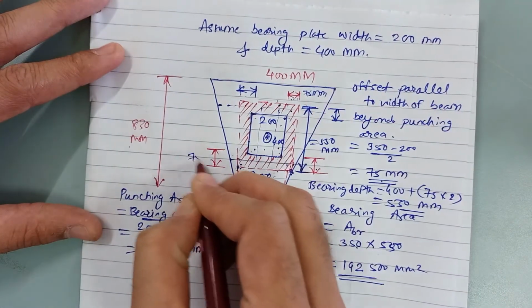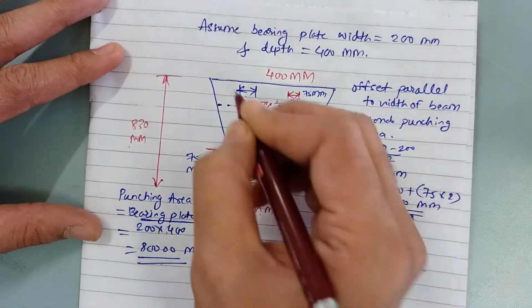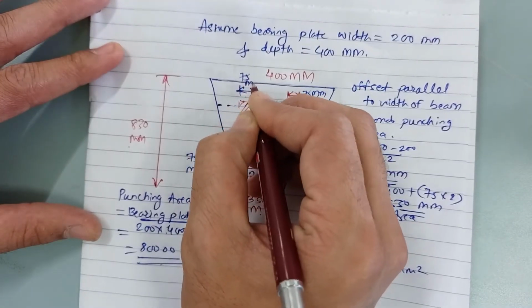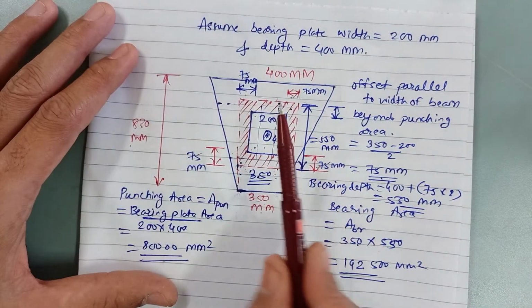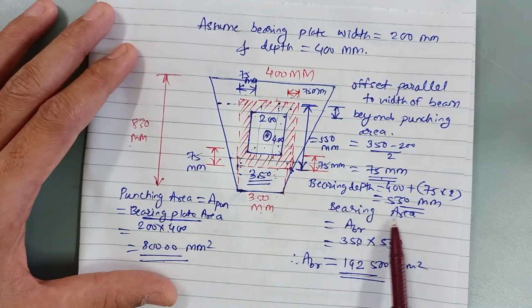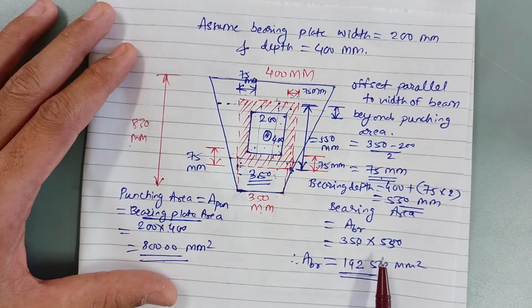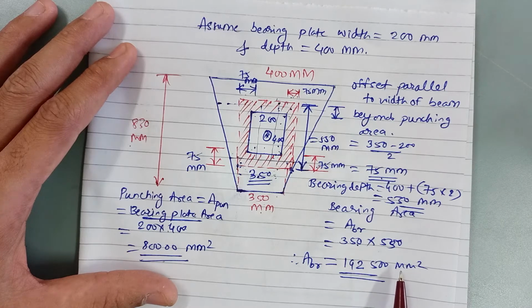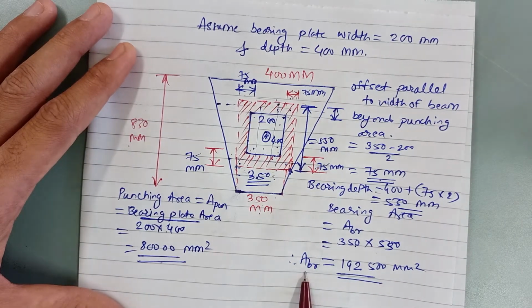These all offsets are of 75 mm, and total effective bearing depth will be 75 plus 400 plus 75, that is 550 mm, and area of bearing will be 350 into 550, that is 192,500 mm square. In this way we have determined the punching area and bearing area.